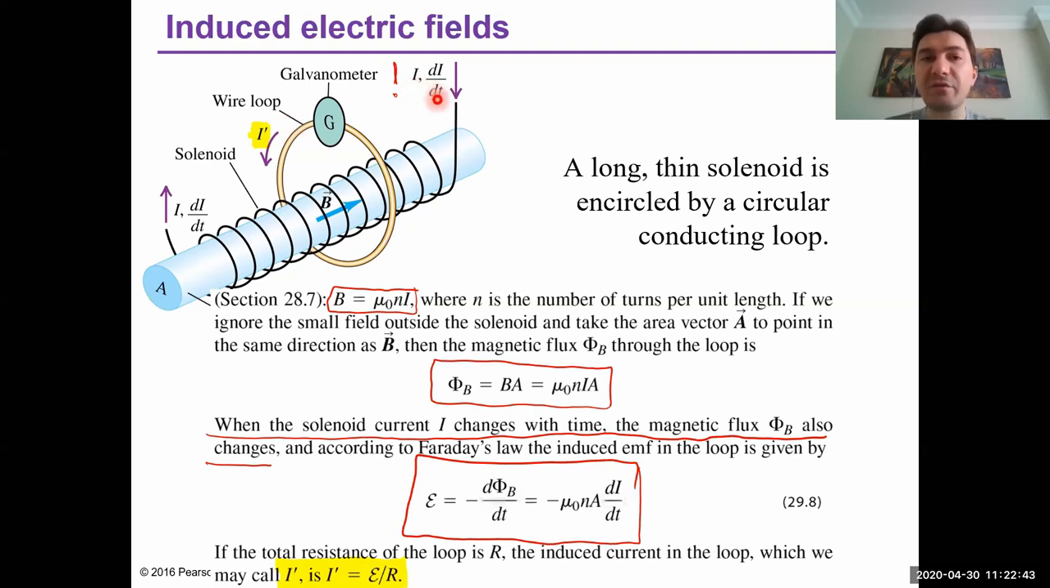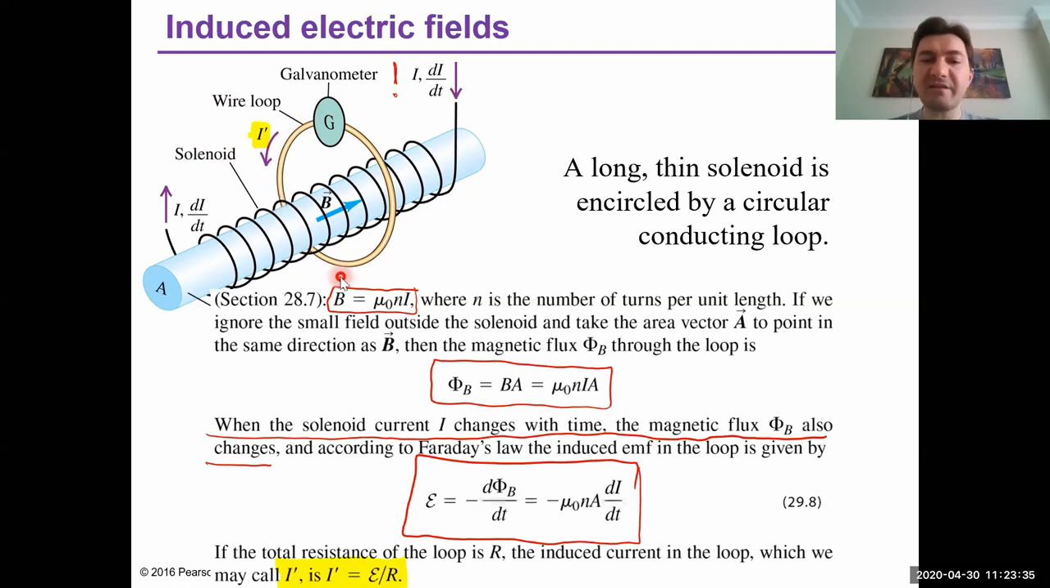But if you change the current in the solenoid with time, then the current is not constant here. We will have a changing magnetic field across the area of the circular conducting loop, so we will have a changing flux in that area. Then due to the changing flux, we will have EMF, and we will have a current in that conducting loop. This is the current changing with time in the solenoid, and due to the changing flux, we have another current, which is shown by I prime. This is I, this is I prime. This is the induced current in the conducting loop.